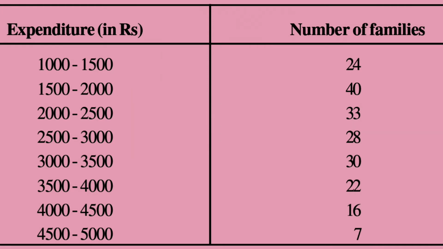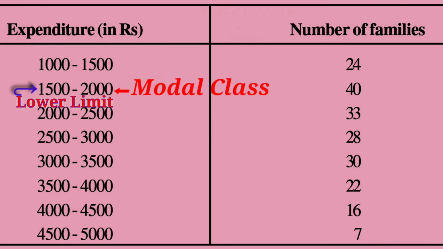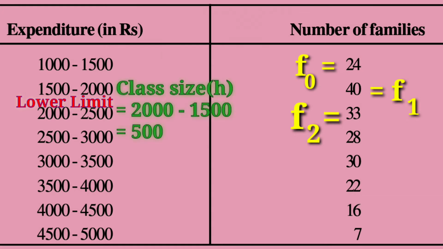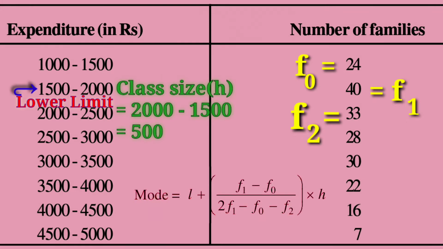So our lower limit is 1500. Frequency of the modal class, F1, will be 40. Frequency F0, of the class preceding the modal class, is 24. Frequency F2 of class succeeding the modal class is 33. So class size is 2000 minus 1500, which is 500. So let us put these values in the formula and calculate the mode value.